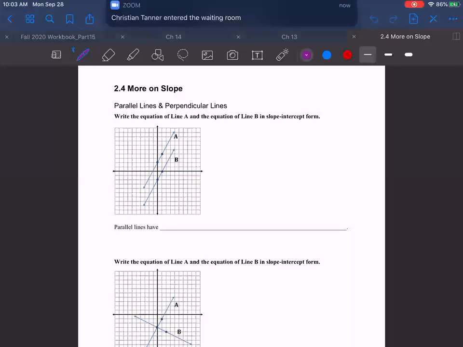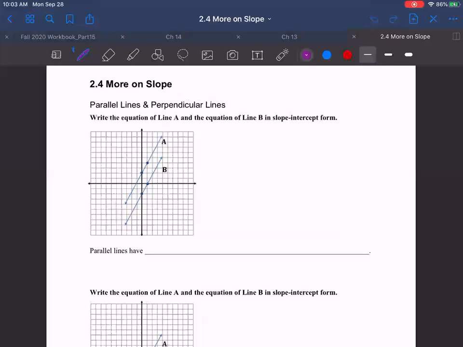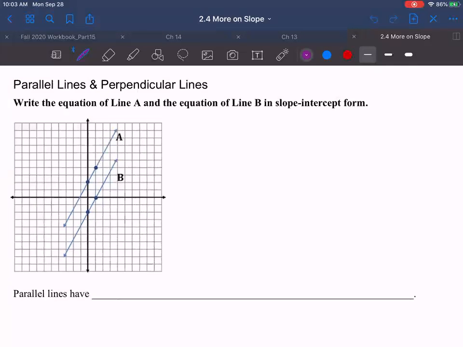All right, so what we're talking about here today is slope, and we're going to first start by looking at parallel and perpendicular lines as we continue on learning about this. So first, what we have here is two lines, line A and line B, and we're going to want to write them in slope-intercept form. In order to do that, we need to actually figure out what the slope of each line is.